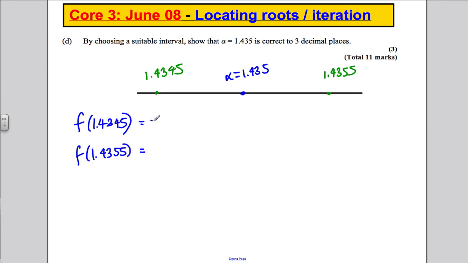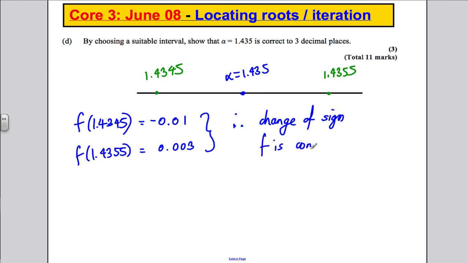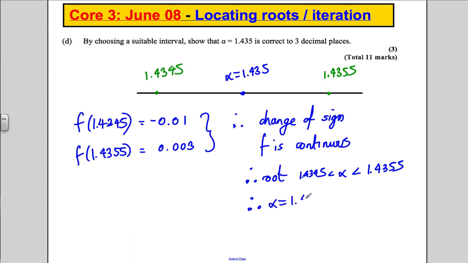And you get yourself negative 0.01, and if you calculate it at 1.4355, you get yourself 0.003, and then you've got a change of sign, so therefore, you know that f is continuous, therefore there is a root alpha between 1.4355 and 1.4345, and therefore alpha is 1.435, correct to 3 decimal places, and you're done.